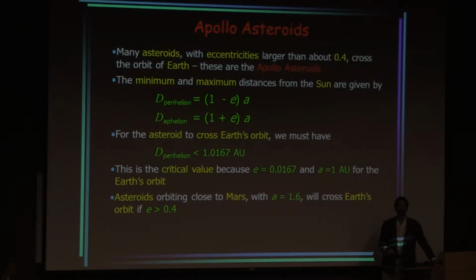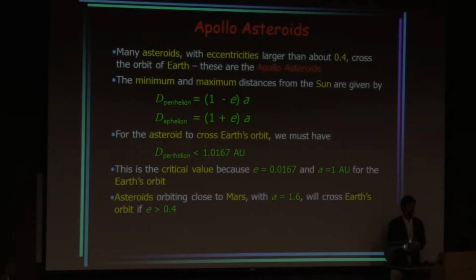Well, it's because Earth's orbit isn't perfectly circular. Even Earth's orbit has a slight eccentricity. So when we're talking about an Apollo asteroid, we're actually talking about an asteroid whose closest approach, its perihelion distance, is less than Earth's aphelion distance, which is the farthest that the Earth gets from the sun. You can cross Earth's orbit if the perihelion distance of the asteroid is less than the aphelion distance of Earth. And that's where that number 1.0167 astronomical units comes from. That's the aphelion distance for Earth's orbit.